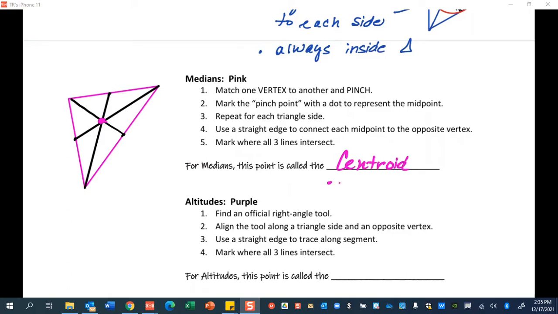And we played with it: that point of concurrency is the point of balance of your triangle. So you balanced it on your finger, on an eraser, on the top of your pen or pencil. That was what was fun about the pink triangle, and that represented each midpoint to the opposite vertex.